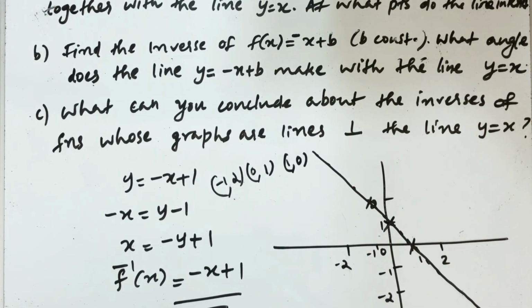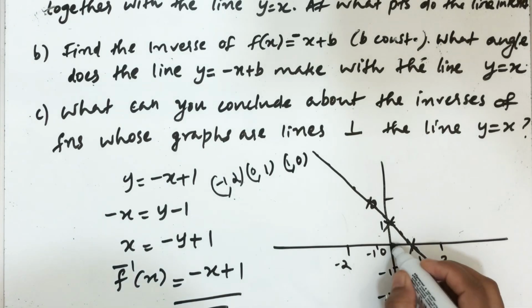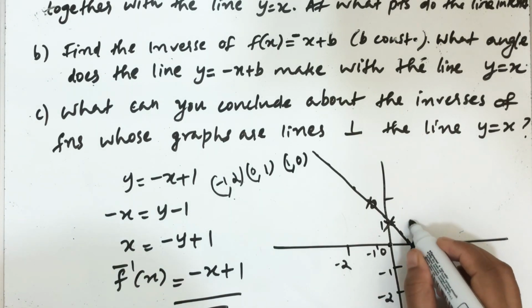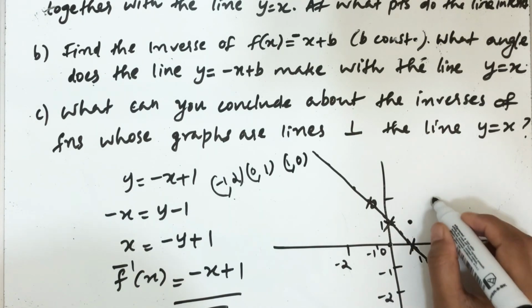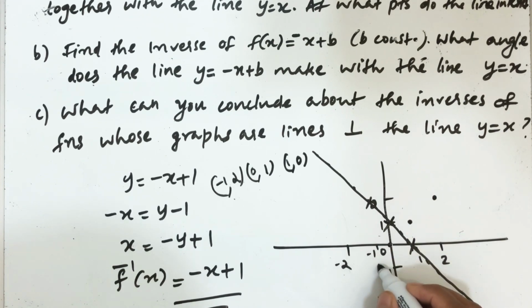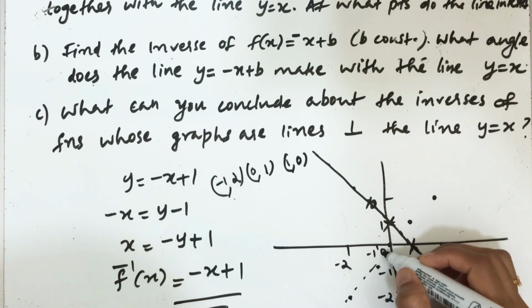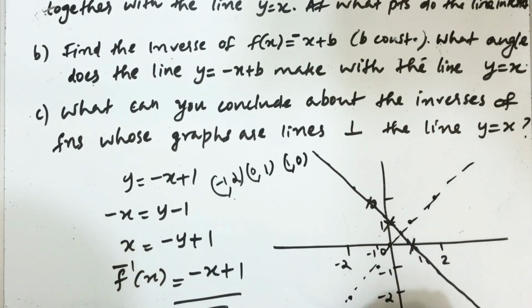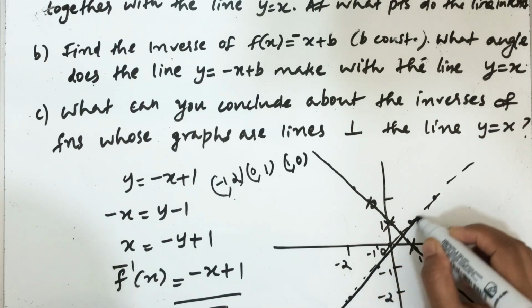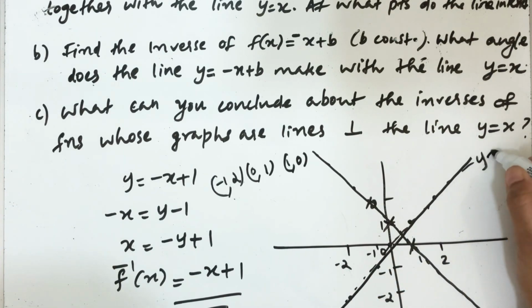Now we can draw the line y = x. So (0, 0), (1, 1), (-1, -1), like that. (-2, -2). So this is the line y = x.